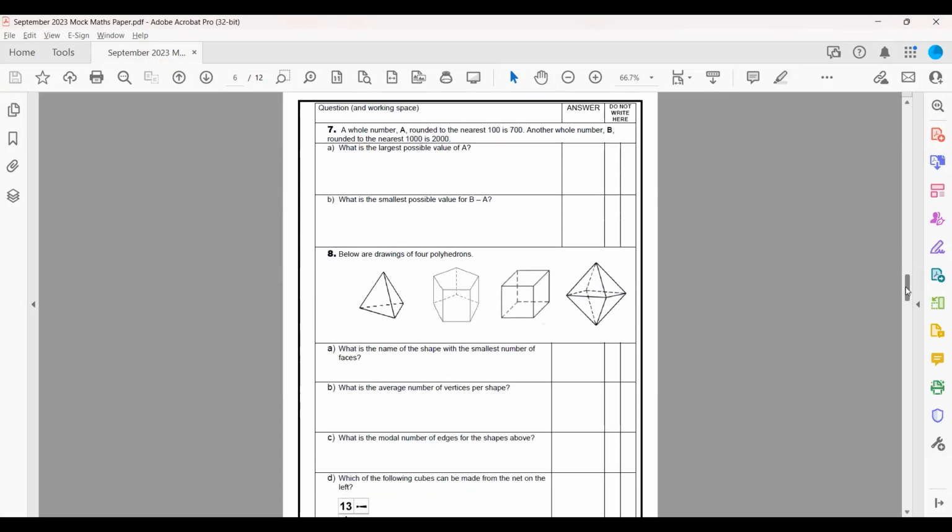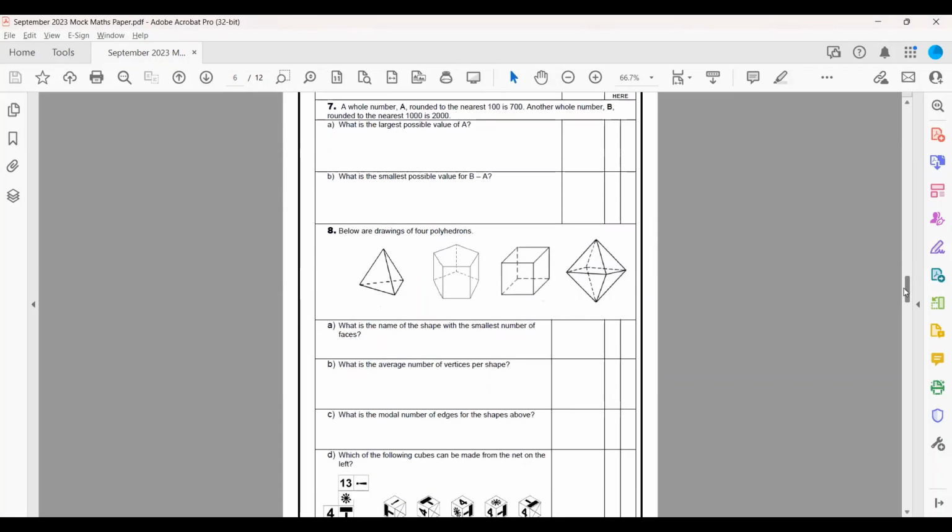Okay, coming down to question 7. Here we're dealing with rounding and boundaries. So we've been told that a whole number, A, rounded to the nearest 100 is 700, and a whole number, B, rounded to the nearest 1,000 is 2,000. So this is a two-part question. Sometimes these can be four-part questions, but regardless, it's still worth doing the work at the outset in order to ensure the accuracy of your answer.